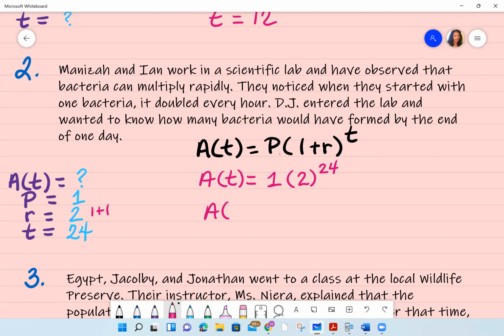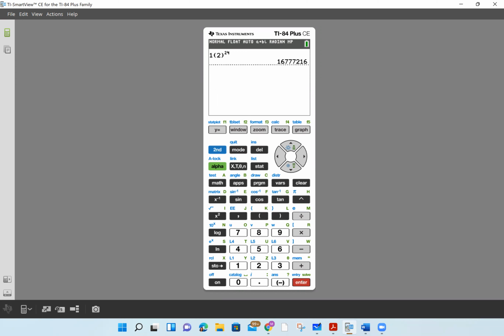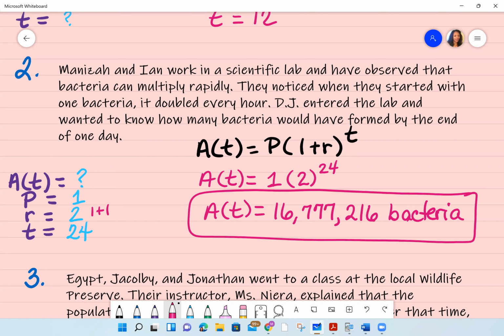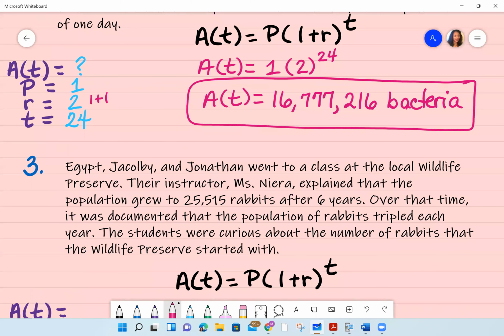So in your calculator, A of t is going to equal, you really don't have to put the 1. I'm just going to do it to show you the formula set up. And this is your answer for how much bacteria will be left at the end of the day. That's a big number, right? So that's going to be 16,777,216 bacteria. That's the answer there. And we definitely don't want to try to use that in a calculator because that's a huge number. Well, you can't go to the table anyway for that one.